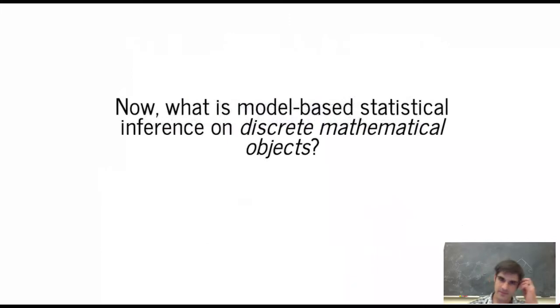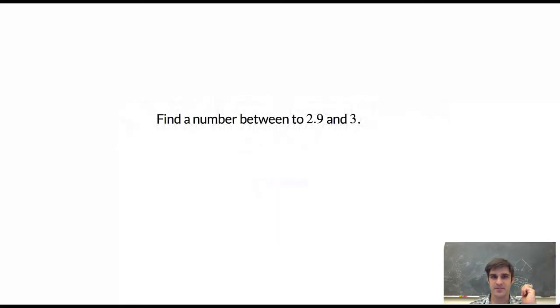So, what is model-based statistical inference on discrete mathematical objects? So far we've been talking about an angle. That's a continuous mathematical quantity. So let's see what discrete mathematical objects are. We're going to have a little quiz. The first quiz question is find a number between, that's supposed to say between 2.9 and 3. So Jeremy, can you answer this difficult question?